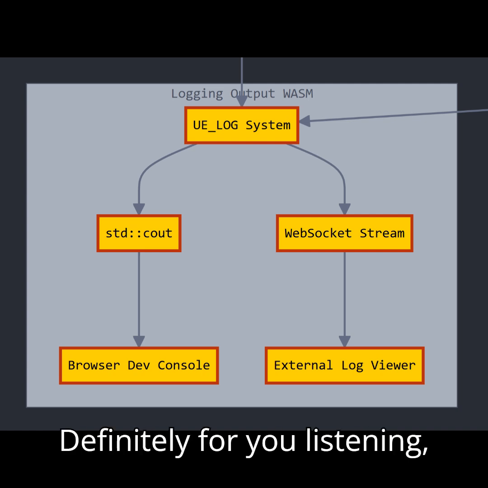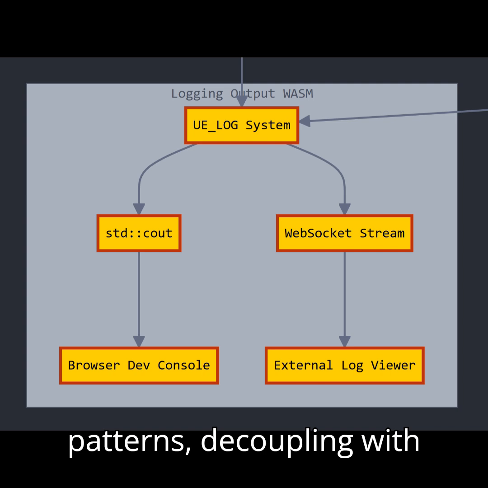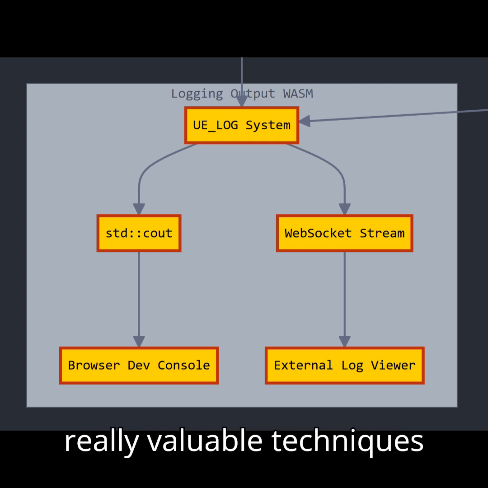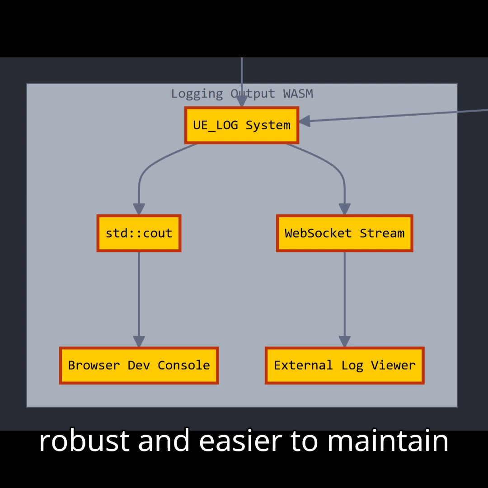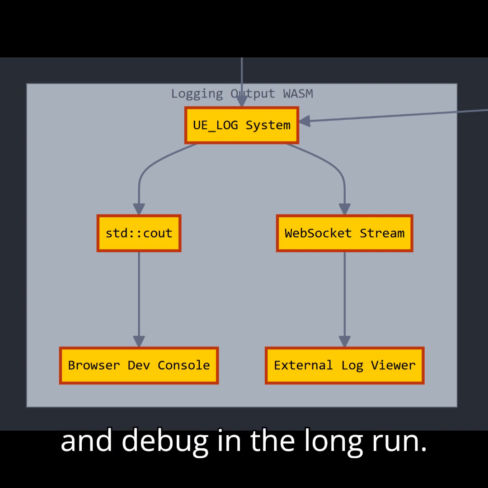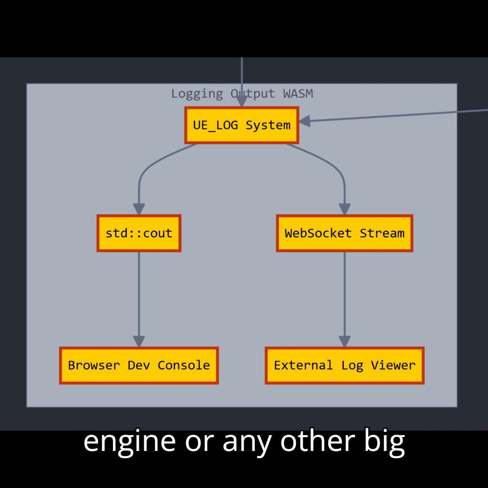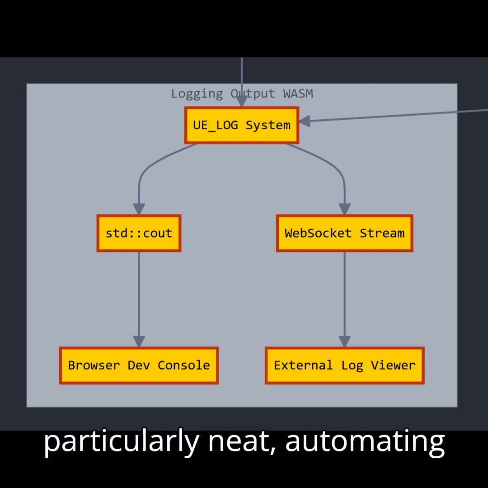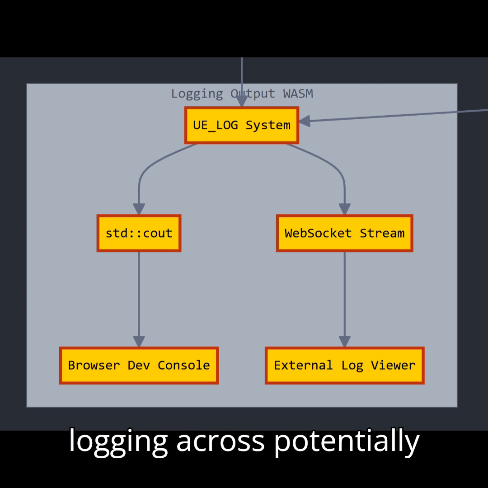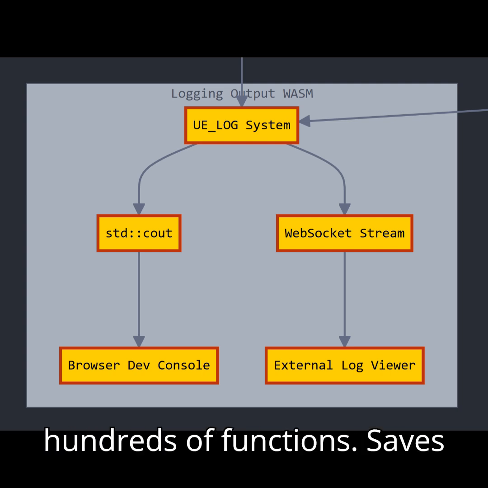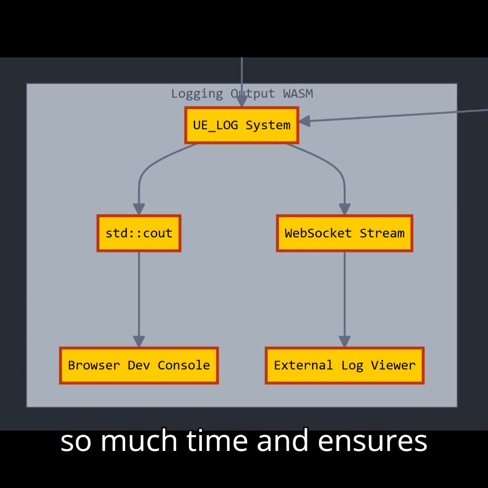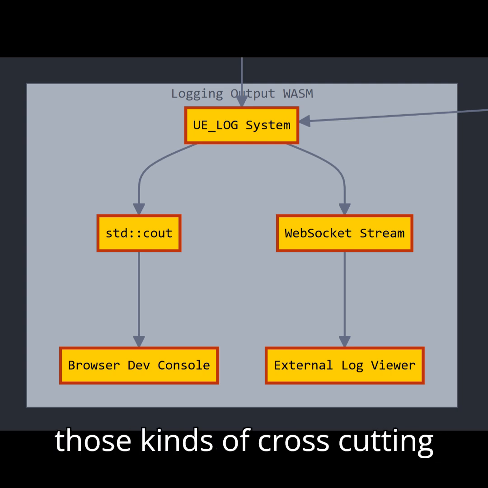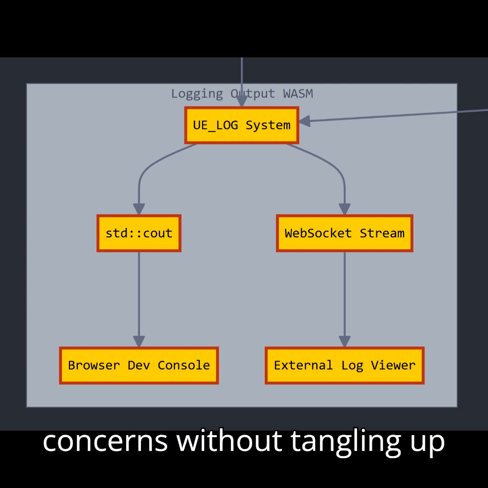Definitely. For you listening, understanding these kinds of patterns, decoupling with events, automating tracing with codegen, these are really valuable techniques for building software that's robust and easier to maintain and debug in the long run. Yeah, whether it's a game engine or any other big project, that AOP approach with a header tool is particularly neat. Automating that kind of boilerplate logging across potentially hundreds of functions saves so much time and ensures consistency. It's a very powerful pattern for applying those kinds of cross-cutting concerns without tangling up your core logic.